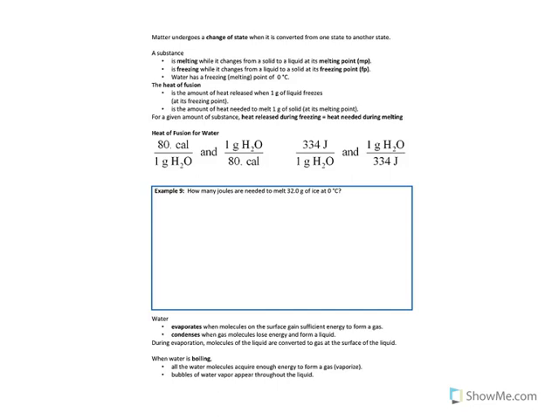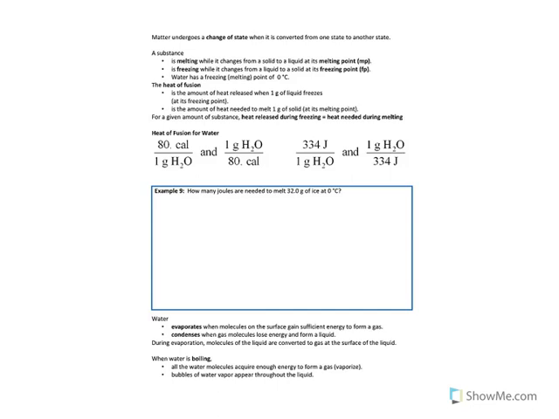Matter undergoes a change of state when it is converted from one state to another state. Remember that our states of matter are solid, liquid, and gas. So when going from a solid to a liquid, you have undergone a change of state. A substance is melting when it goes from a solid to a liquid at its melting point. It is freezing when it changes from a liquid to a solid at its freezing point. Water has a freezing or melting point of 0 degrees Celsius.